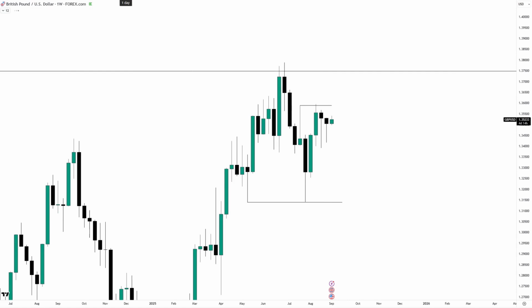So overall, what do we have in terms of variables? We have a weekly SNR. Inside this weekly SNR, there was an inducement. It worked with this inducement, then formed a rejection block for us, right? And at the moment, we're just standing still.